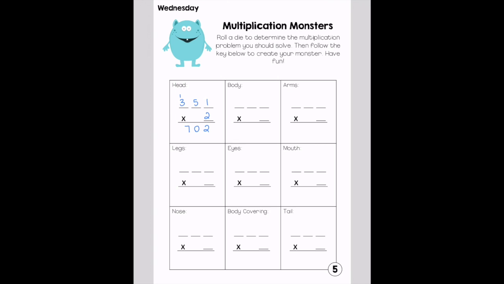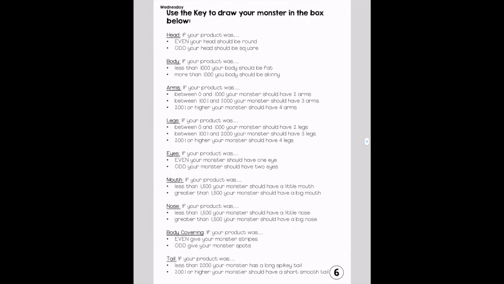Okay, so what are we going to do with that number? Well, on the next page, we've got this key, and we're going to use this key to figure out what the different parts of our monster is going to look like. So the first question was for the head of our monster, and it tells us if our product was even, our head should be round. If our product was odd, your head should be squares. So remember, a product is what? It's the answer to a multiplication question, okay?